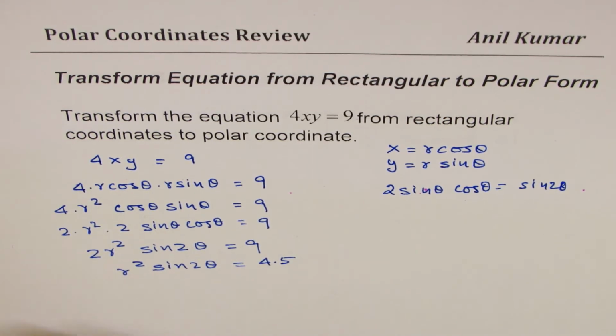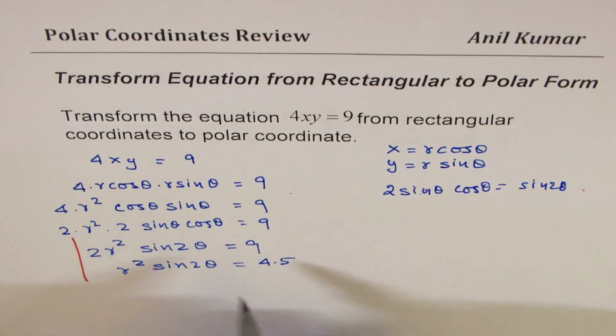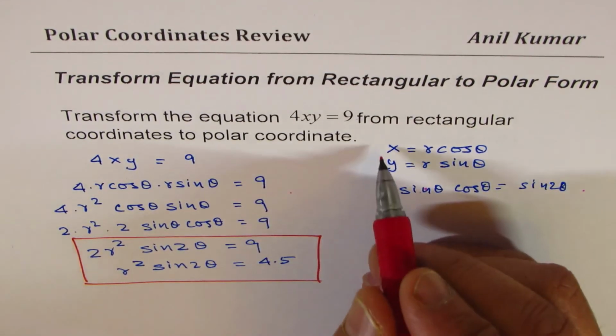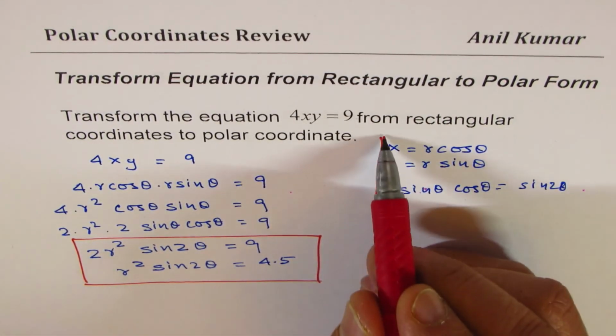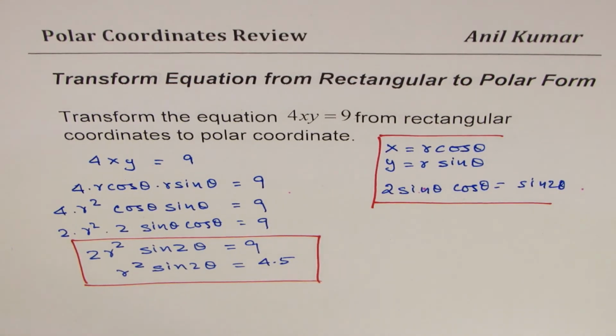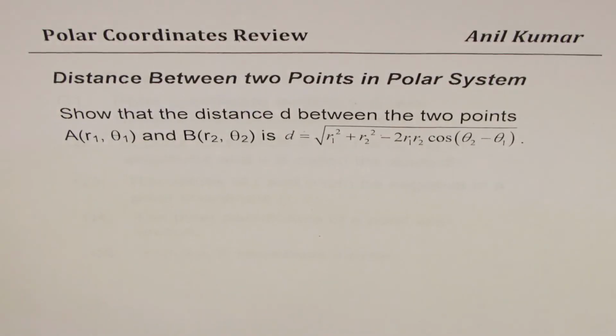So both are correct either way. Let me just highlight that as our equation in the polar form, either one of these two. But I hope you understand the concept, which is we have to use these relations to get to our result. At times you need some trigonometric relations to help you, so you may have to brush up on that also.